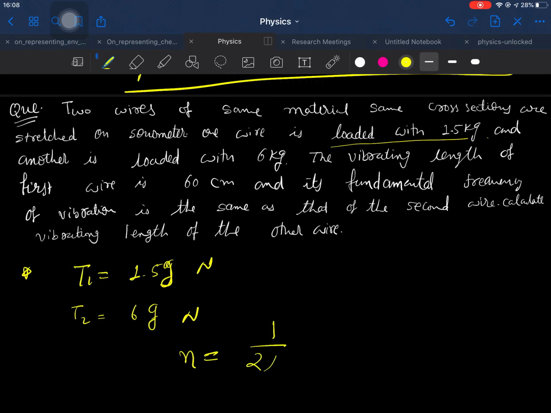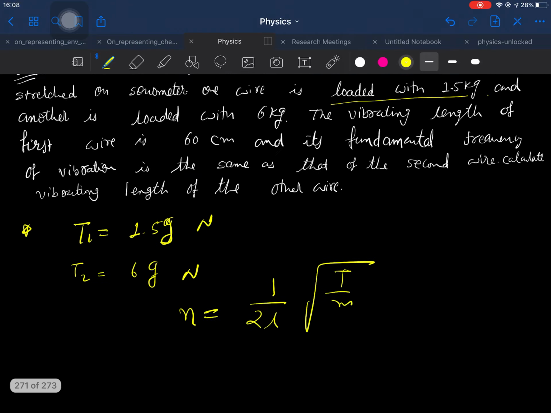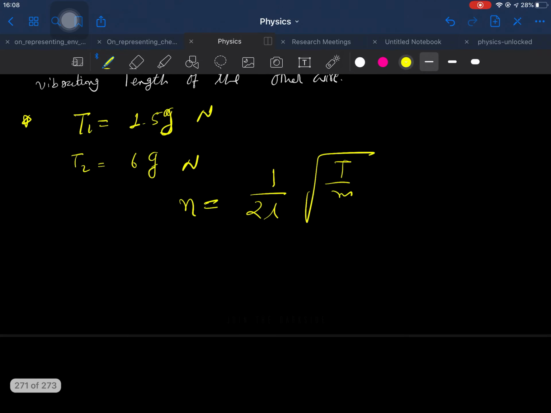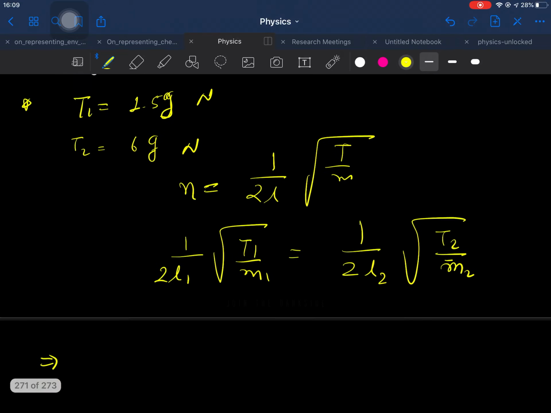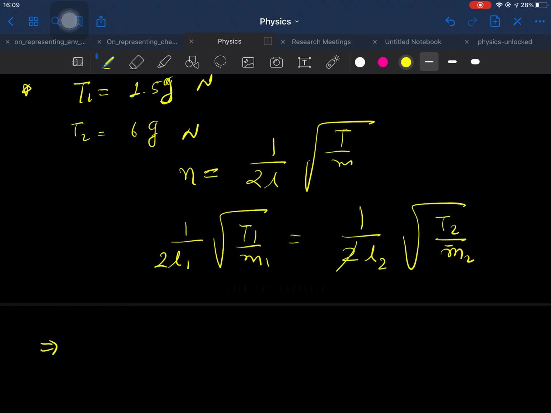So 1 upon 2L times root of T by M, then we just write n1 is equal to n2. So this can be written as 1 upon 2 L1 root of T1 by M1 is equal to the same for the second wire. This is the most generalized way when the frequency is the same. When you do this experiment in the lab, you will do all this calculation, but we still need it for numericals too. Square it, remove the root. So it is T1 by M1 is equal to L1 square by L2 square times T2 by M2. Can we write like this?